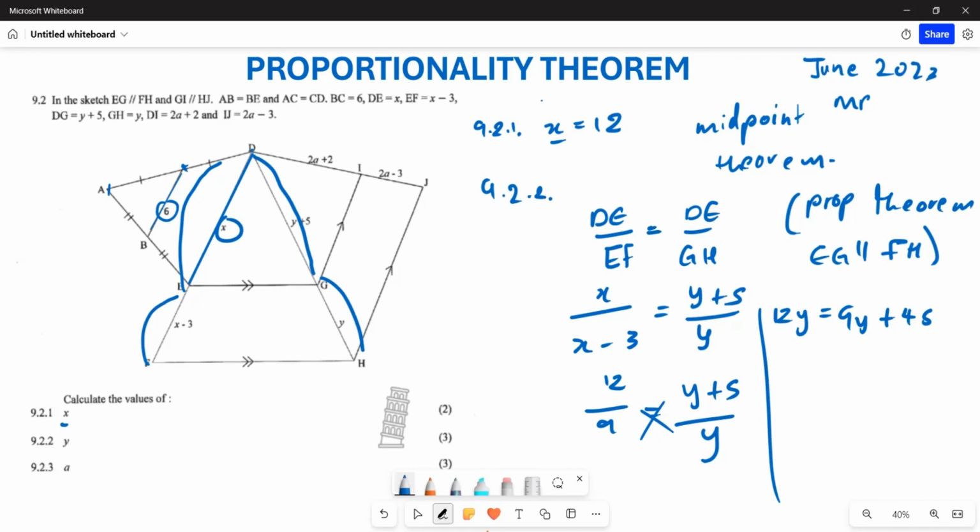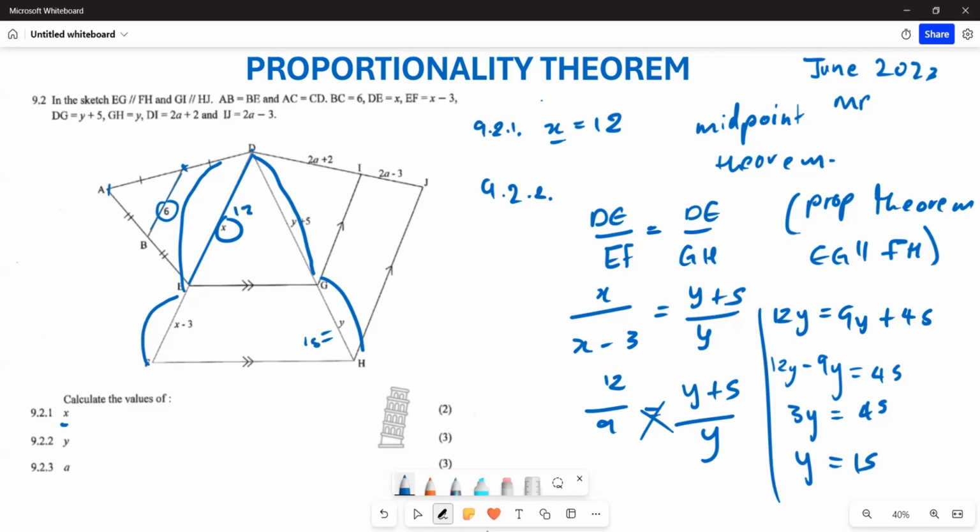So now what is it that you're going to do now? You're going to take the 9 to this side, right? So remember this is 12, so this is going to be 12y subtract 9y, which is going to be equal to 45. This is the same as 3y is equal to 45. Divide by 3, which means your y is going to be equal to 15 altogether. So your y here is actually going to be 15.